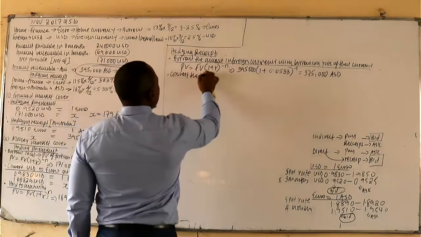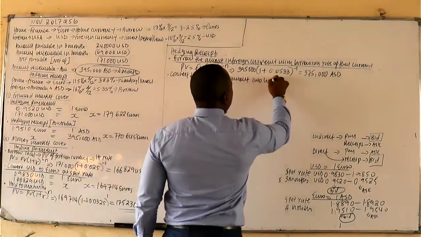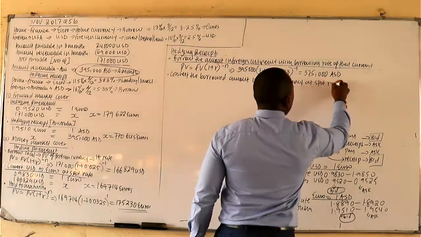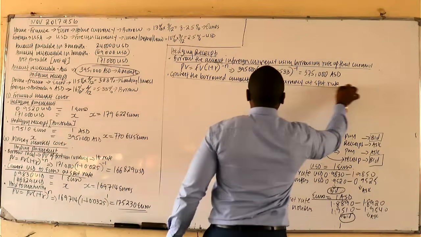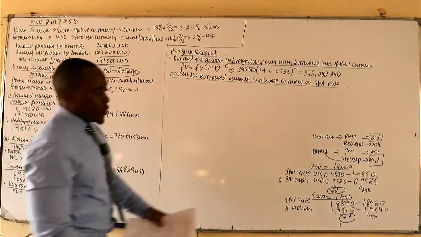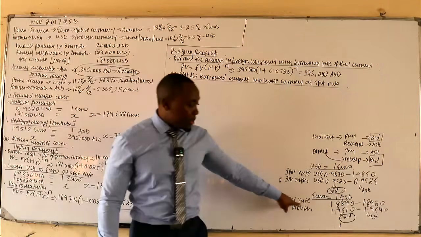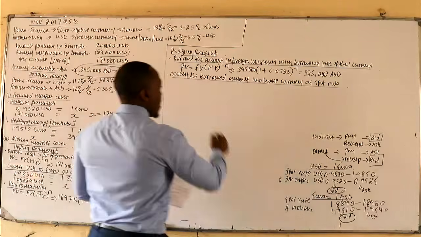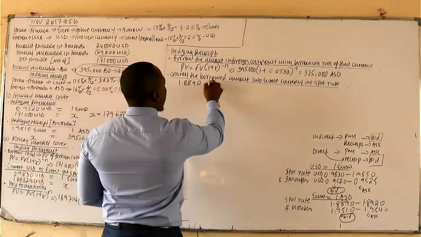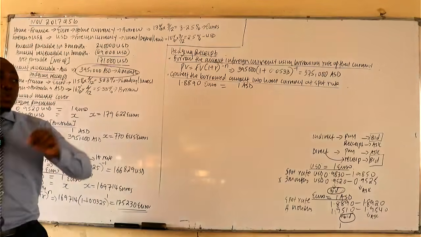Then the next step, you convert the borrowed amount into home currency at spot rate. So we are talking about Australian dollars. Now, this is our spot rate, and for the spot rate, remember, we are using the bid price. 1.8890 euros is equivalent to 1 Australian dollar. So you want to convert the borrowed amount into home currency at spot rate.